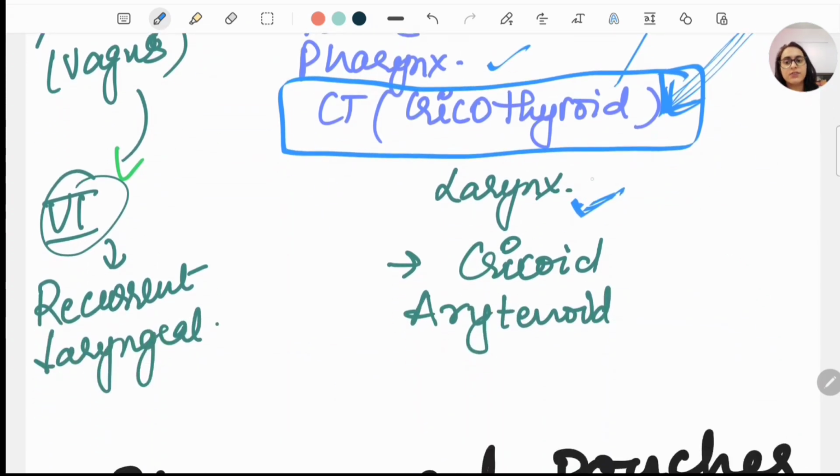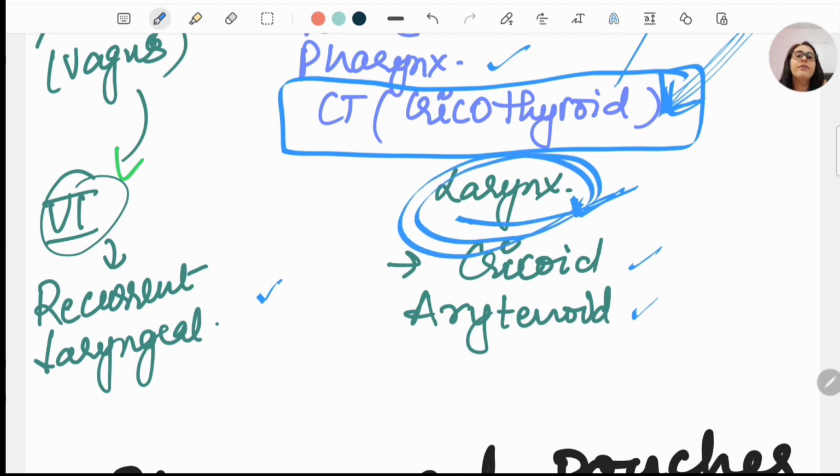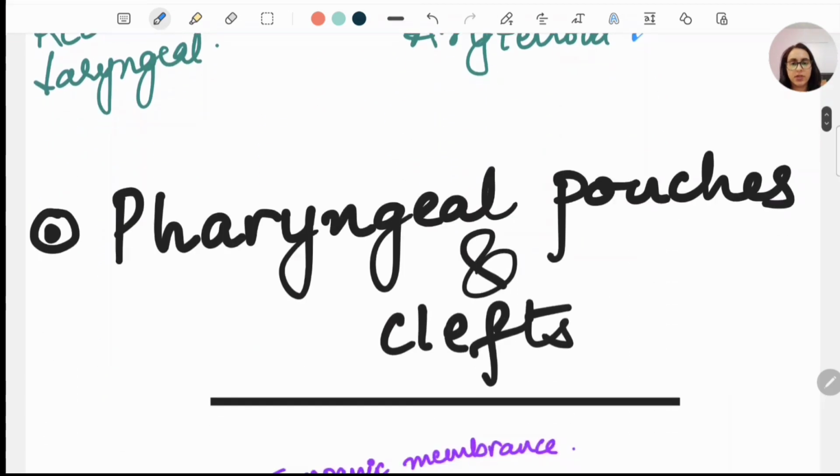So for the sixth pharyngeal arch, the derivatives are larynx, cricoid as well as the arytenoid, and it is supplied by the recurrent laryngeal nerve. A question was asked in NEET 2018 regarding the intrinsic muscles of the larynx, which are derivatives of which pharyngeal arch. So all the intrinsic muscles of the larynx are derivatives of the sixth pharyngeal arch, except one, we have CT, cricothyroid, which is a derivative of the fourth pharyngeal arch.